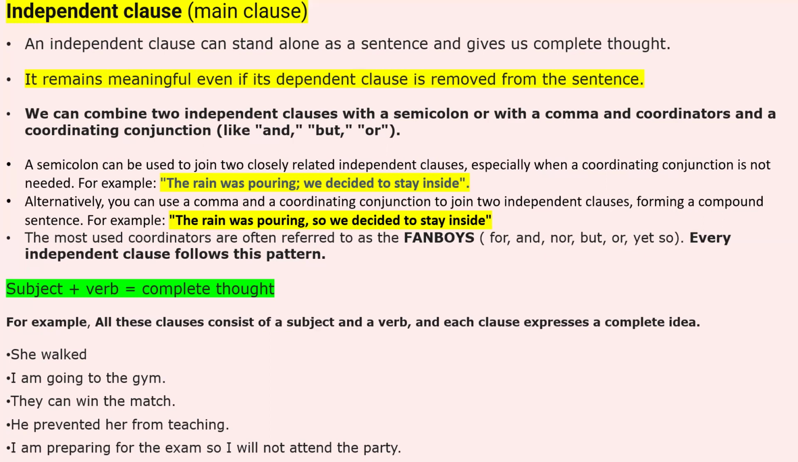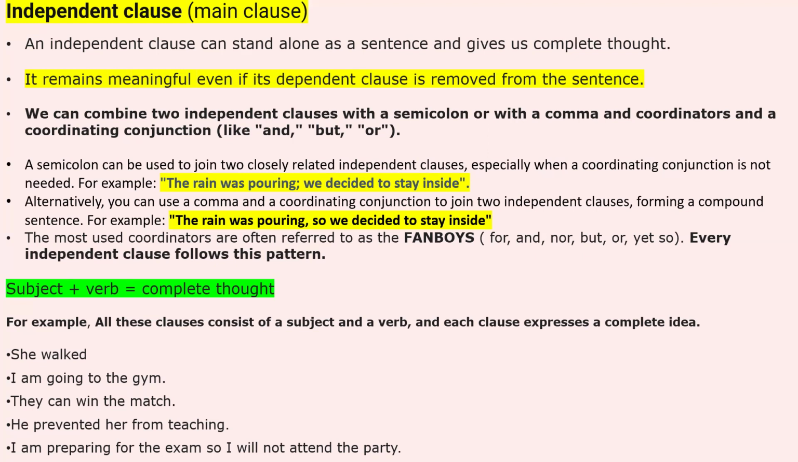For example, a few sentences are given in the slides, and all these sentences are giving a complete idea, complete meaning, complete thought, giving a proper sense. She walked. I'm going to the gym. They can win the match. He prevented her from teaching. I am preparing for the exam, so I will not attend the party. These are the independent clause examples.